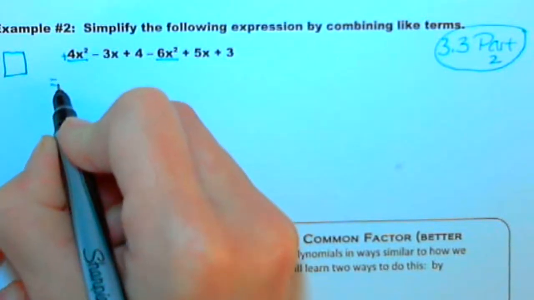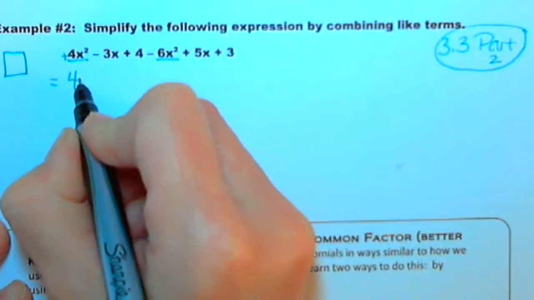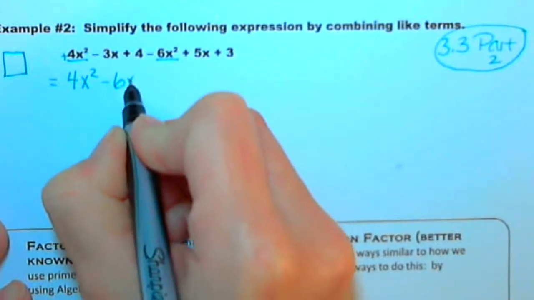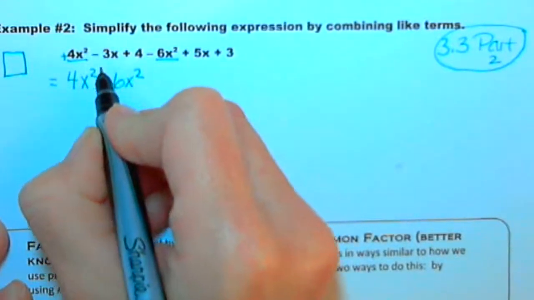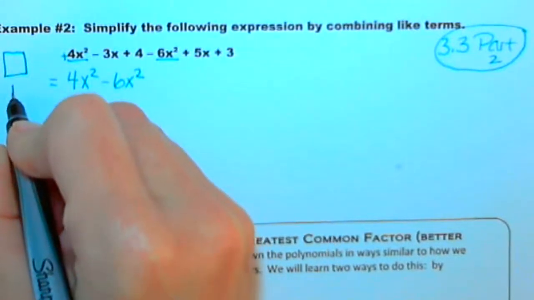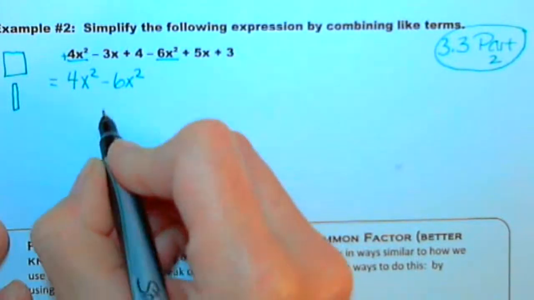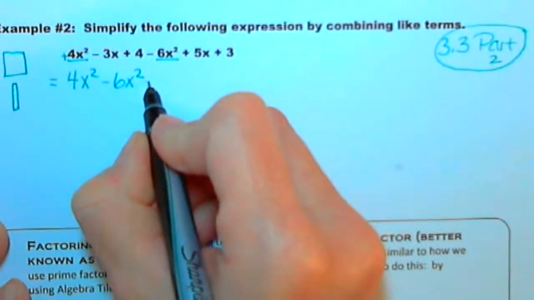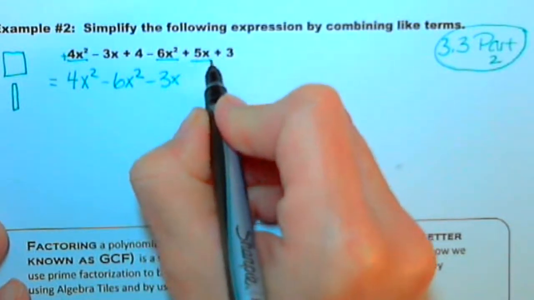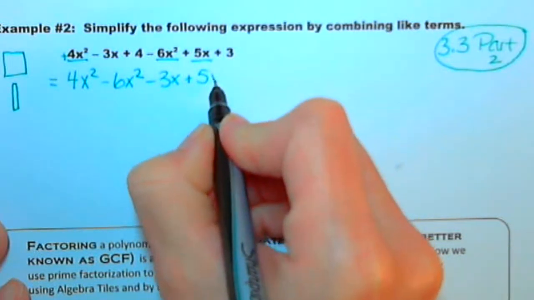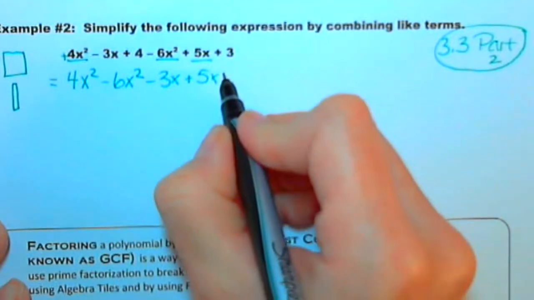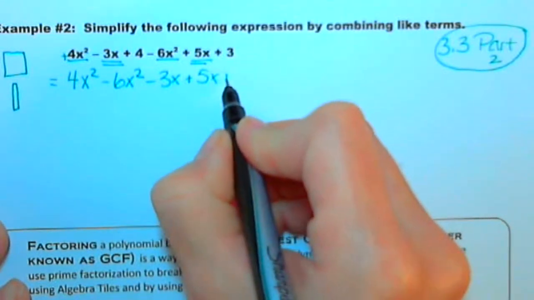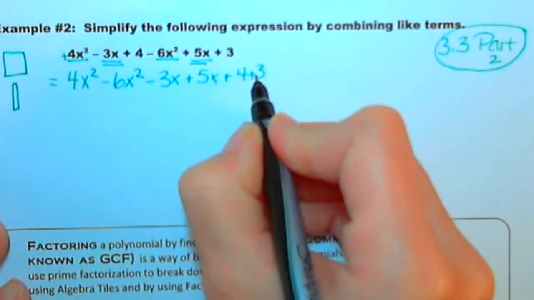I'm going to rewrite this, and I'm going to rewrite them in the order that puts the same shaped tile together, minus 6x squared. Now this is minus 3x. X tiles look like this. This is a negative 3x, which means that those would be shaded in dark, minus 3x, and plus 5x. And lastly, those are these ones, plus 4 and plus 3.